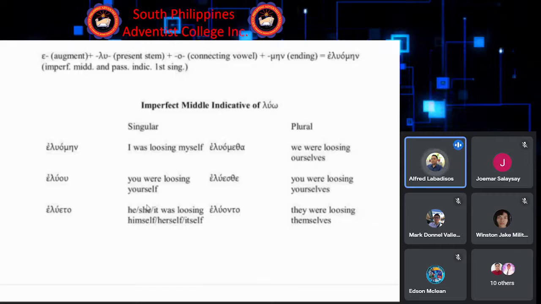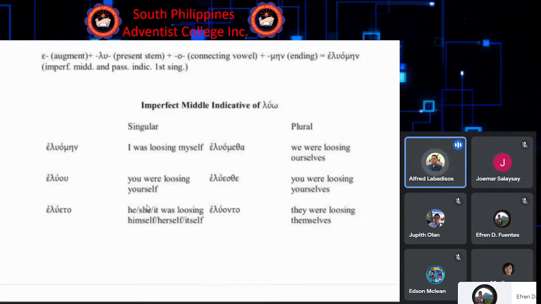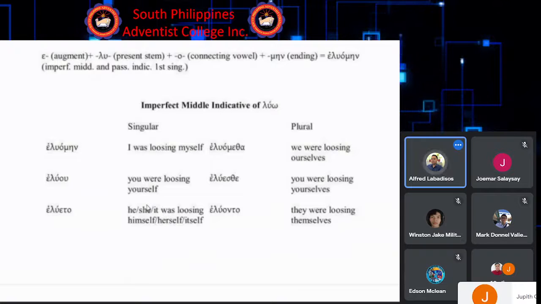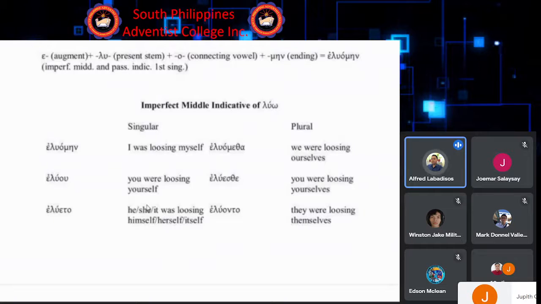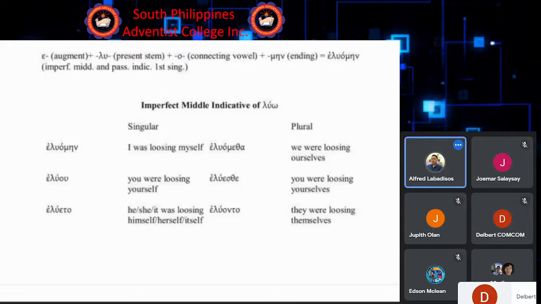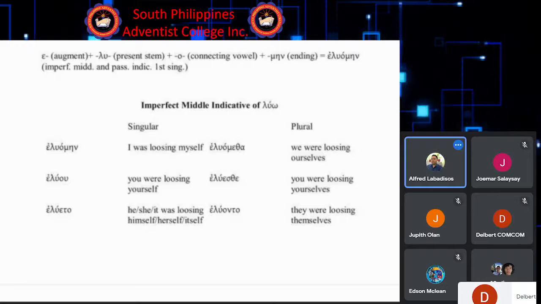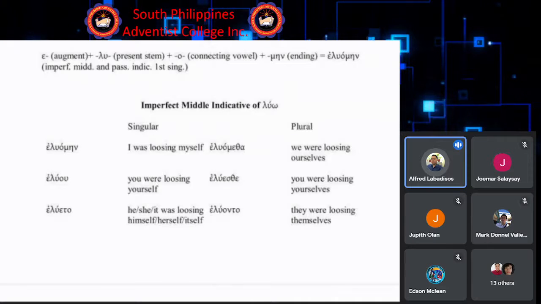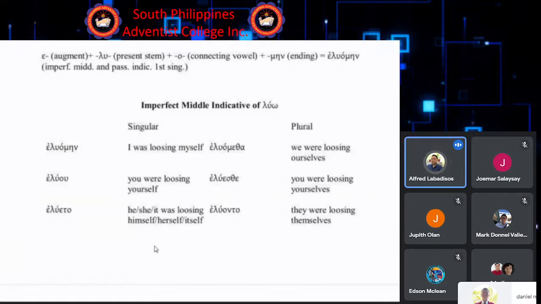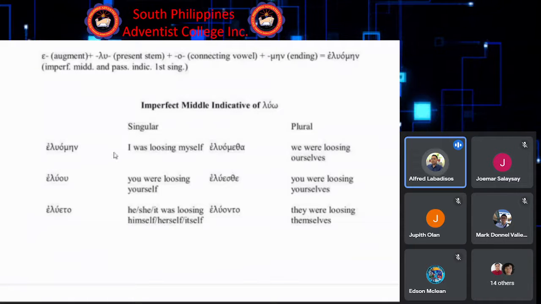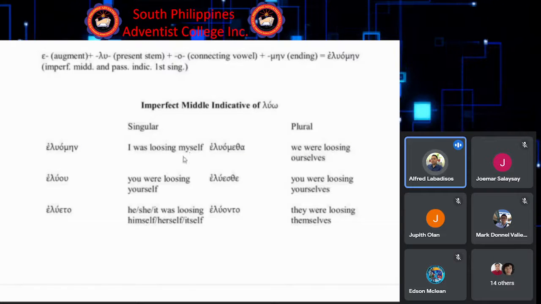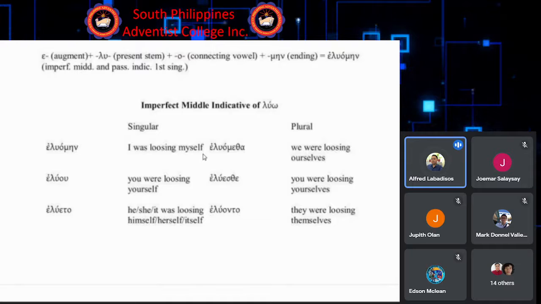Because when we say middle, the subject is the doer and at the same time the recipient of the action. That's for middle. And in English, we give an equivalent to that, using reflexive pronouns. So, for example, we have eluomen. I was loosing myself. So you have a reflexive pronoun here.